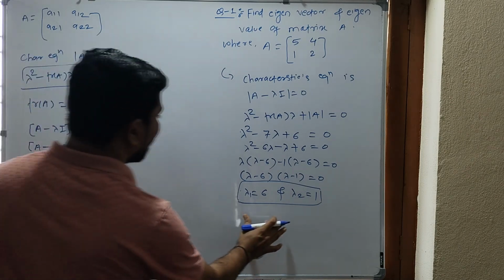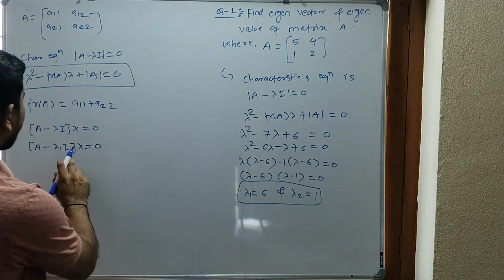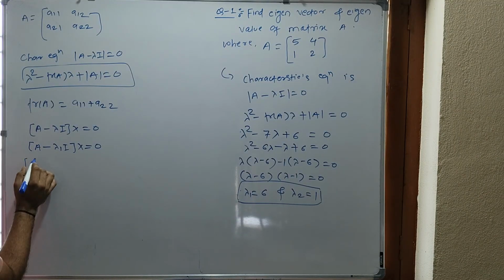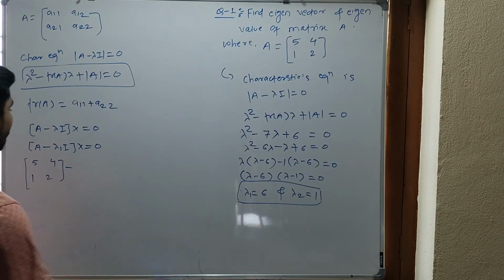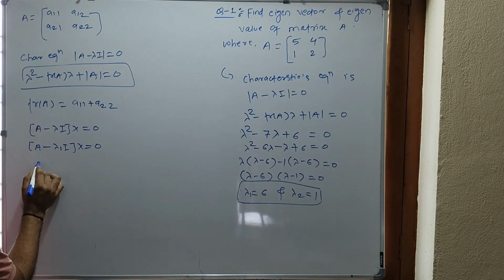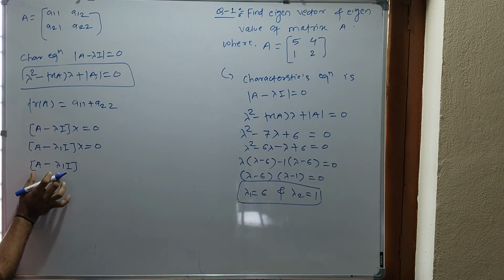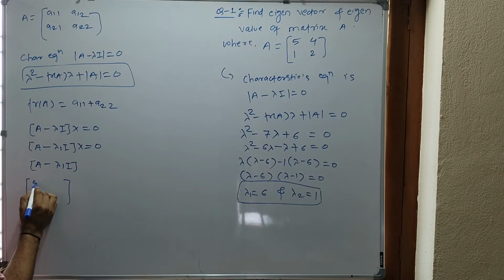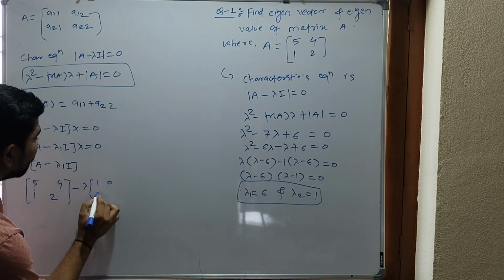After solving this equation, this vector x is the eigenvector corresponding to the eigenvalue lambda 1. So now we have to prepare the matrix A minus lambda 1 into I into x equal to 0. Here my A matrix is 5, 4, 1, 2, and I am preparing A minus lambda 1 I. First I will write my A matrix, 5, 4, 1, 2, and this is lambda into I, 1, 0, 0, 1.